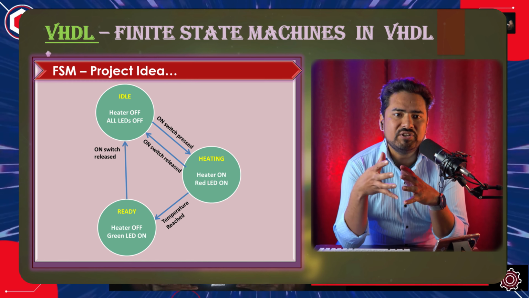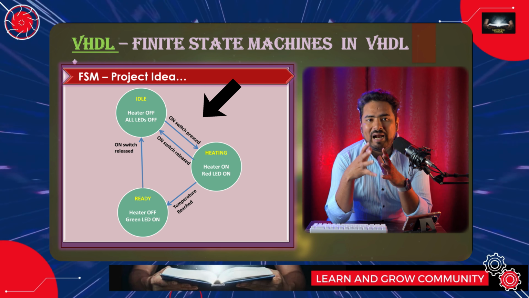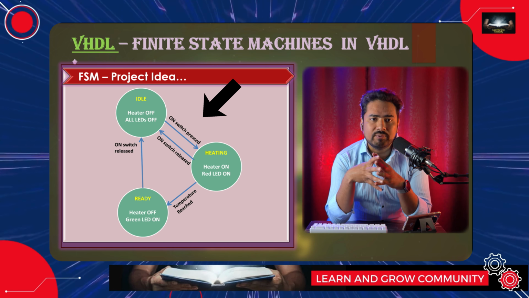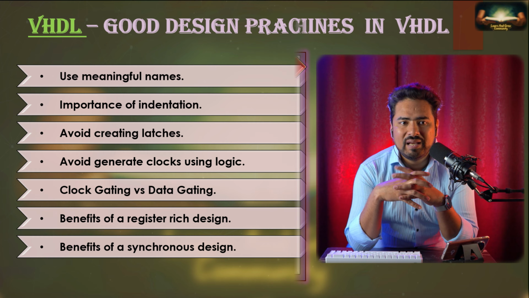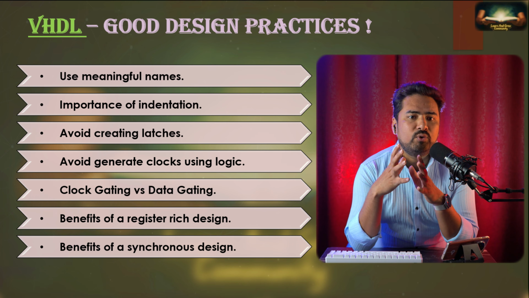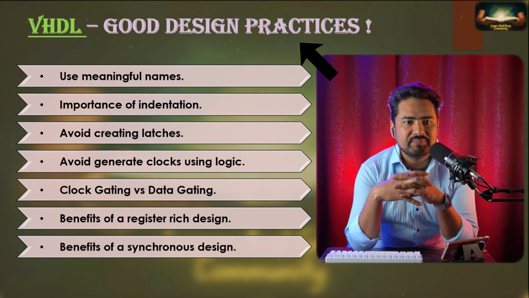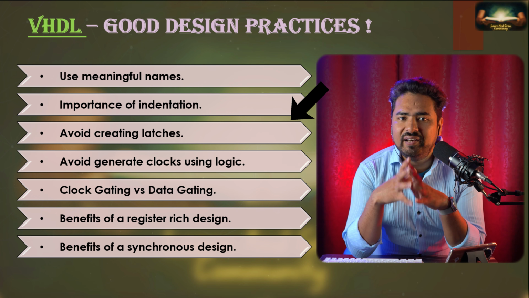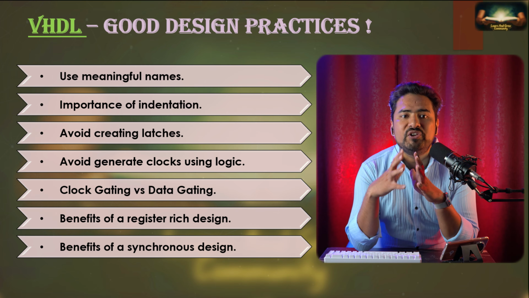Hi, in the last session, we designed a project using finite state machines and we learned what finite state machines are, how they work, and how to code them in VHDL. Now let's talk about some good design practices in FPGA and VHDL designs. These tips and tricks are really important to learn and understand to code more robust and efficient designs.